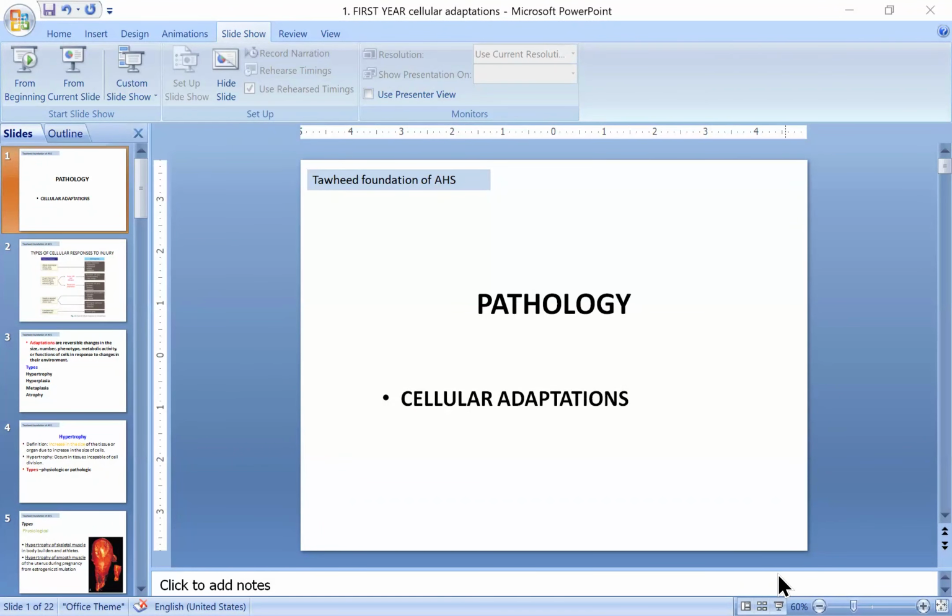So today's class is on pathology. The first topic is cellular adaptation. So we are going to see how a cell will respond to an injury.